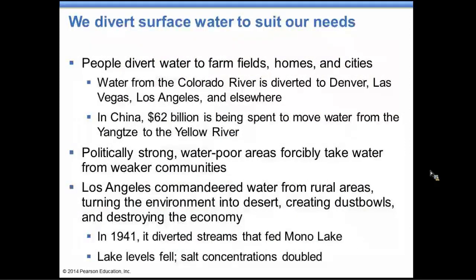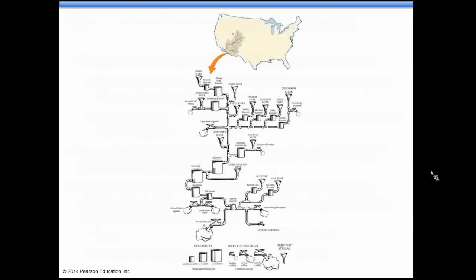So, like I was saying, we like to control things. We divert surface water to suit our needs all the time. We divert it for irrigation. Politically strong, water-poor areas forcibly take water from weaker communities. Los Angeles, for example, commandeered water from rural areas, turning the environment into desert. It created dust bowls, and it destroyed the economy. And it created salinized soils.